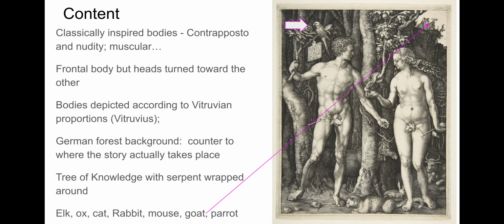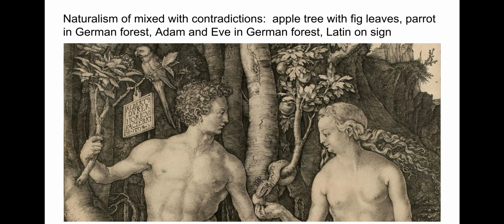I would say also the detail is quite specific. The detail is pretty naturalistic as well. But that being said, the naturalism is also mixed in with some contradictions of naturalism, meaning like he is showing an apple tree, and this is getting super nitpicky, but the apple tree has fig leaves. So that doesn't quite make sense naturalistically in what you'd find in nature. There's a parrot in a German forest.